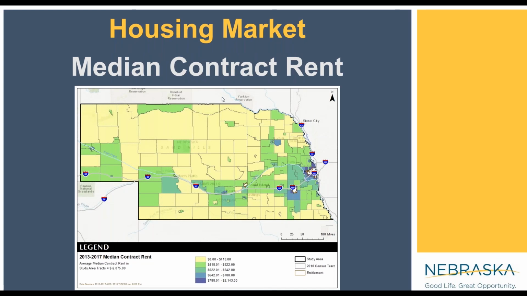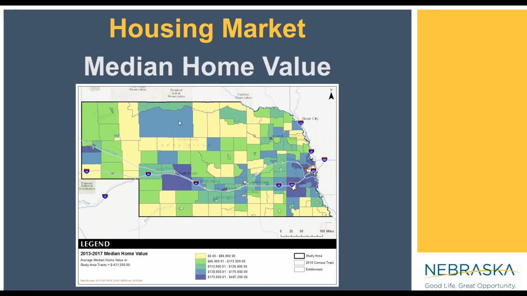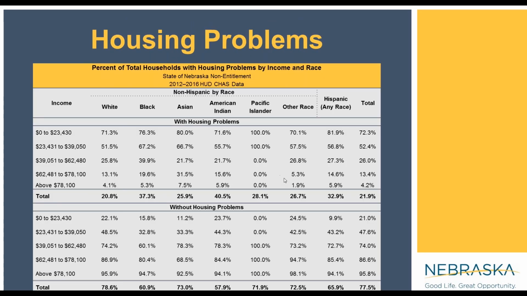This is median contract rent from the 2017 5-year ACS. We see higher rents around more urban areas. That's to be expected. We blocked out, like I said, the entitlement areas, but we do see higher levels of rent surrounding Omaha and Lincoln, and also in the I-80 corridor a little bit, and some pockets throughout the state. Median home value also follows the same trend, but the expansion is a little bit bigger around the urban areas, with higher values again around the I-80 and the western part of the state. Those are median home values and median contract rent from the 2017 5-year American Community Survey.